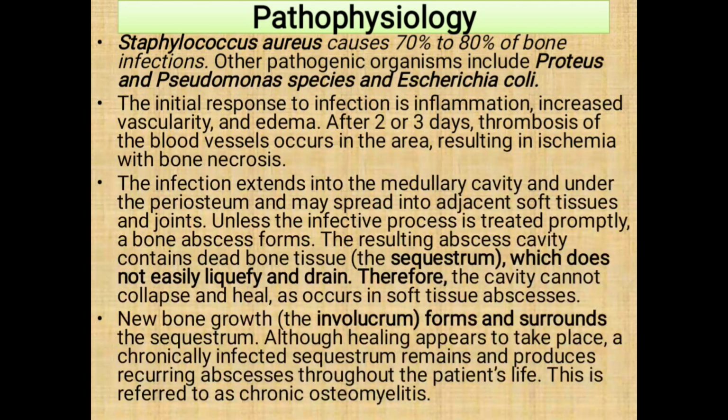Also we have others which account for the 20%, that is Proteus and Pseudomonas, as well as E. coli, Escherichia coli. Okay. So the initial response to infection is inflammation, just as in other infections. Then increased vascularity, that is more blood, more veins, blood being brought there, and edema after 2 to 3 days. Thrombosis of the blood vessels occurs in the area, resulting in ischemia with bone necrosis.